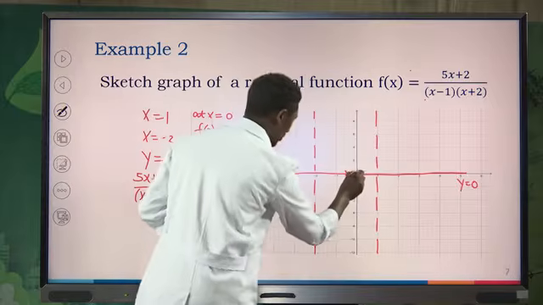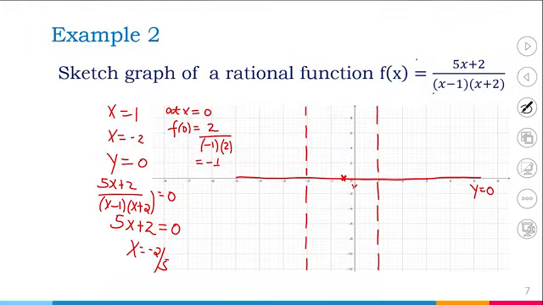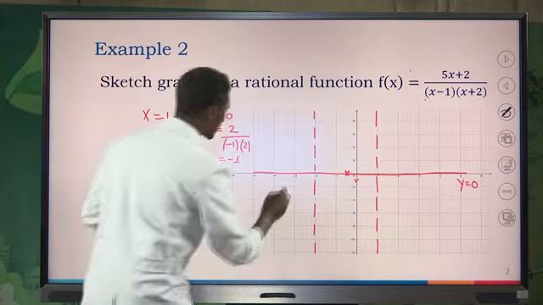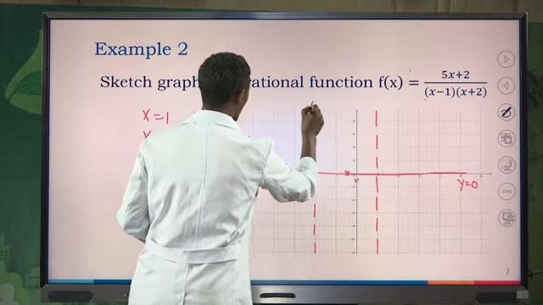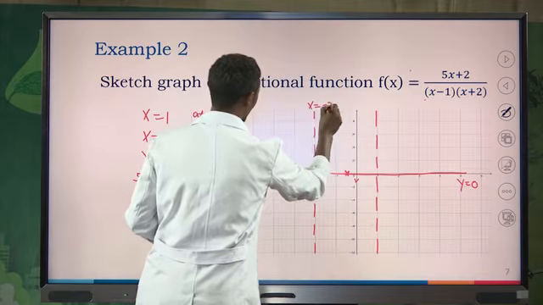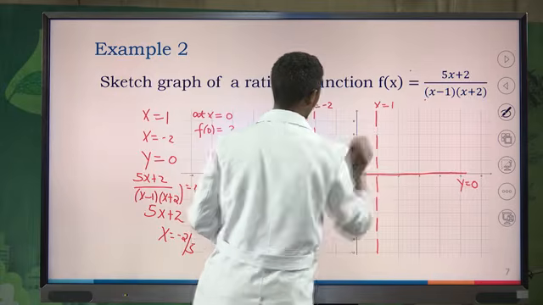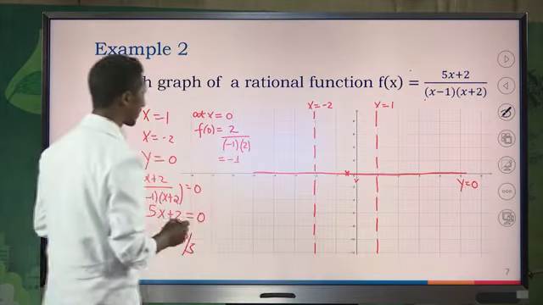At x equals 0, the graph crosses at y equals minus 1. Now, let's draw a graph of a rational function. To draw a graph of a rational function, you can start either from the left or from the right side. This is x equals minus 2, that's a vertical asymptote. This is x equals 1, that is a vertical asymptote.